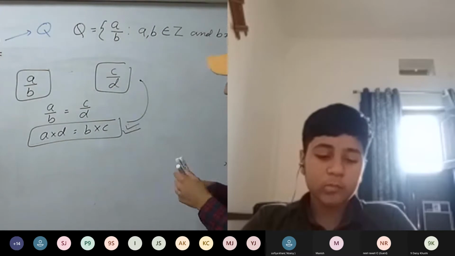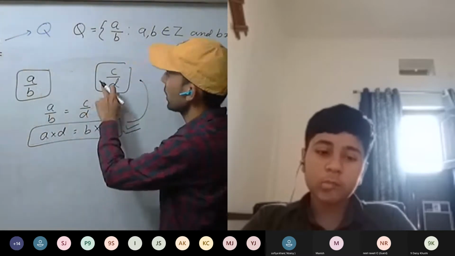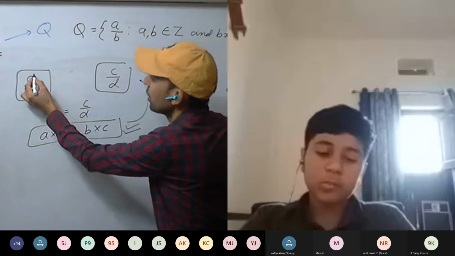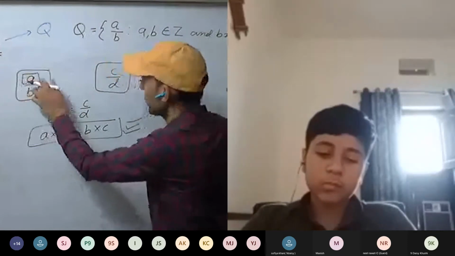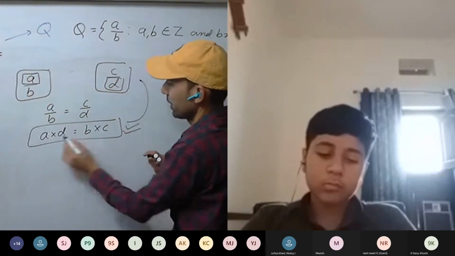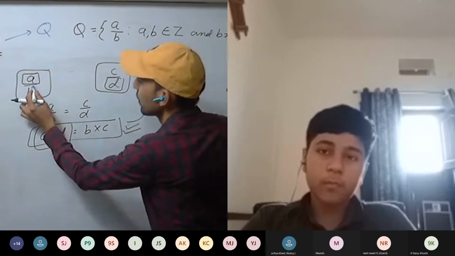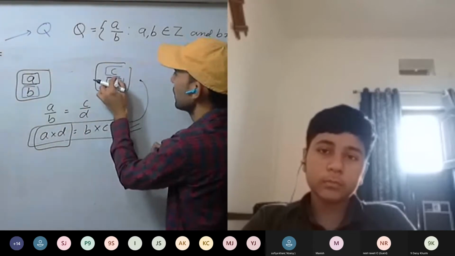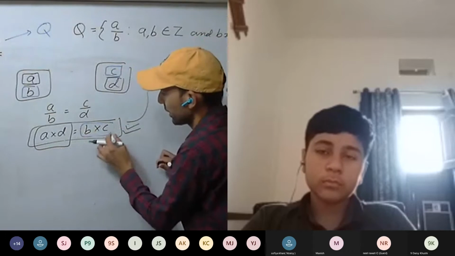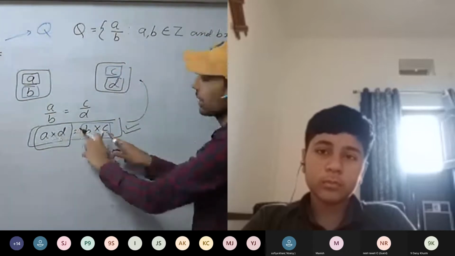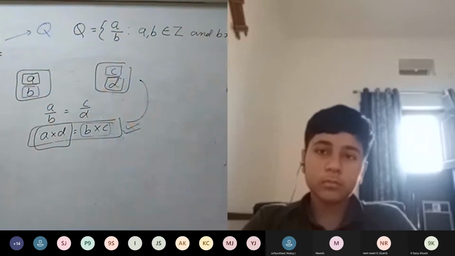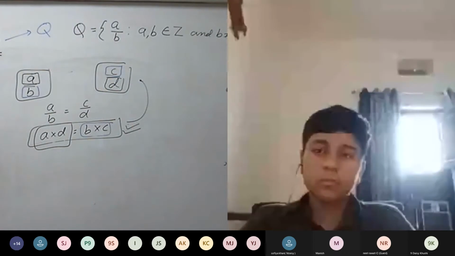So if in a question it comes, for example, prove that these two rational numbers are equal, what will we do? We take the numerator of the first and the denominator of the second, and we multiply them. And we take the denominator of the first and the numerator of the second, and we multiply them. If they are equal, then we can say these two rational numbers are equal.